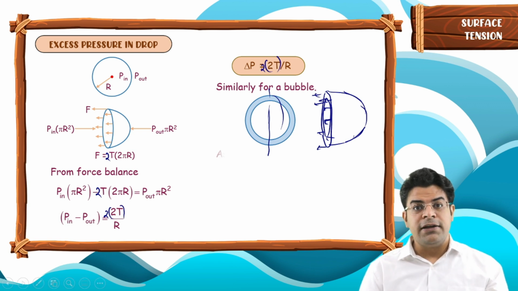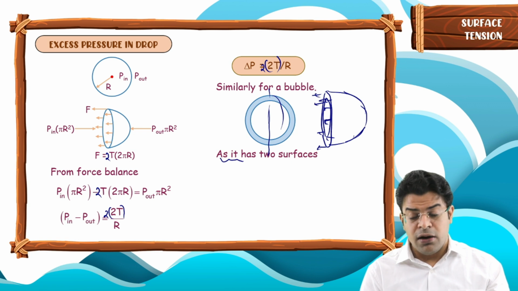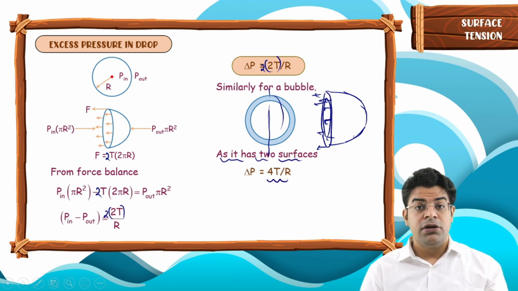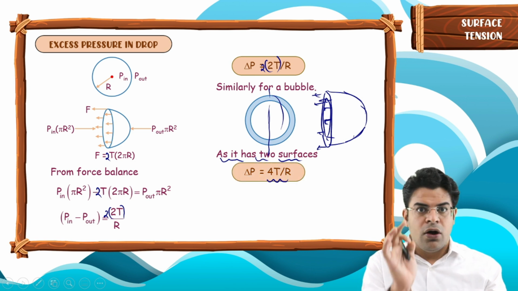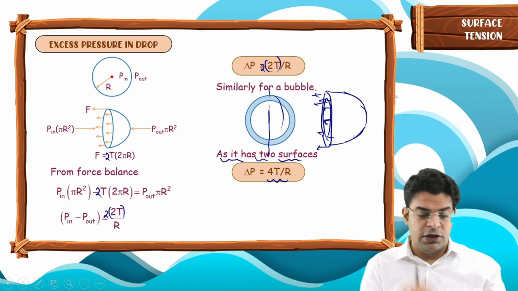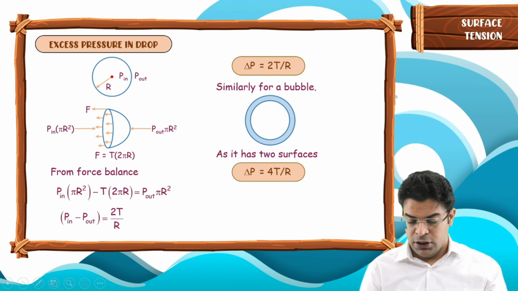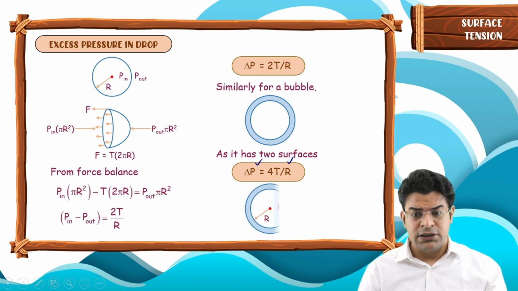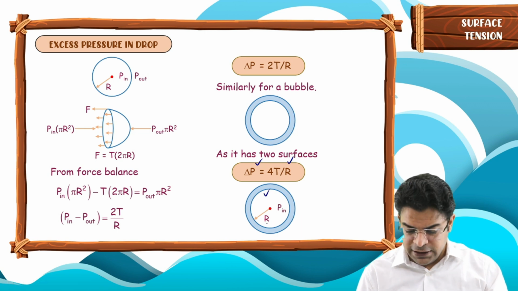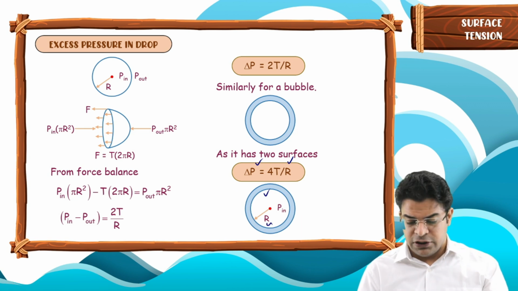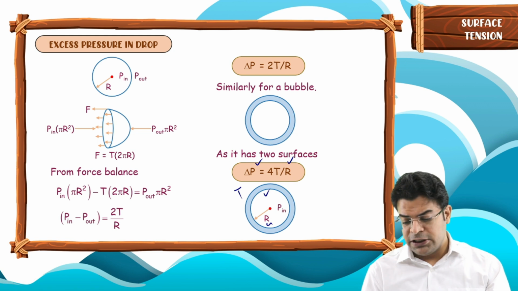So remember that the excess pressure in a bubble, as it has two surfaces, comes out to be 4T by r. Double that of a drop, because a bubble of soap in air has two surfaces. Now delta P equals 4T by r. Now the question is, if you have a bubble in the atmosphere of radius r made up of material of surface tension T, the pressure outside is P atm.